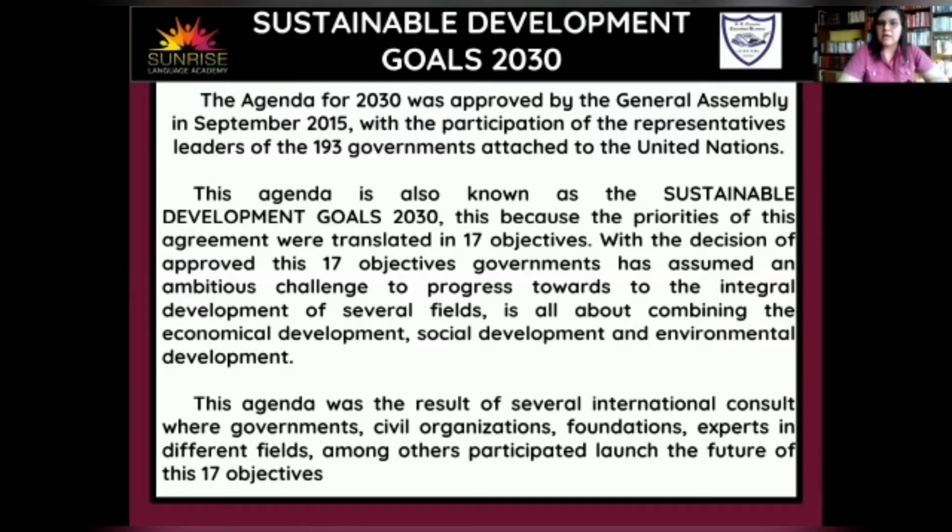This agenda is also known as the Sustainable Development Goals of 2030. This is because the priorities of this agreement were translated into 17 objectives. With the decision to approve these objectives, governments have assumed an ambitious challenge to progress towards the integral development of several fields. It's all about combining economic development, social development, and environmental development. This is important because we are going to mix this to create a project.